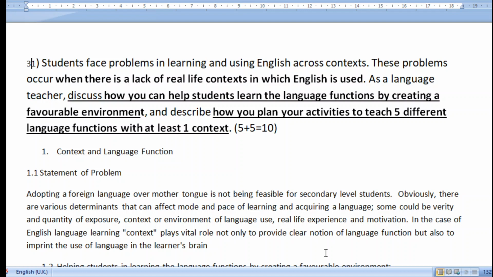This answer is not based on only one book or point of view. So in the case of English language learning, context plays the vital role. Context plays a vital role not only to provide a clear notion of language function, but also to imprint the use of language in the learner's brain.